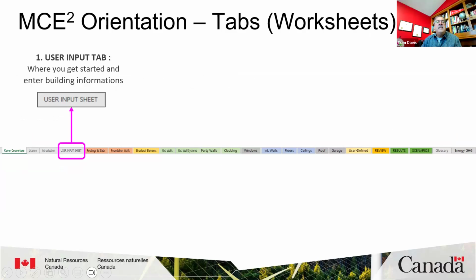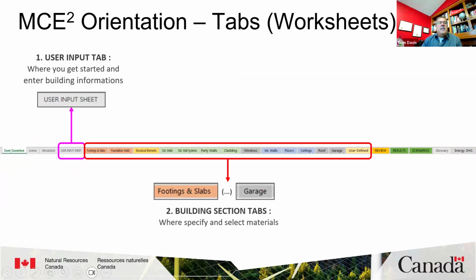The user input sheet is an important part of using MCE Squared and exists at the left side of the scroll. This is where you'll input important project information and all of the required dimensions for your building model. In the middle section of the scroll are tabs that represent each of the major assemblies of a typical residential building, starting with footings and slabs, so bottom up, moving through each unique assembly required to build a house. These do not need to be visited or completed in any order, and only those relevant to your model need to be completed.